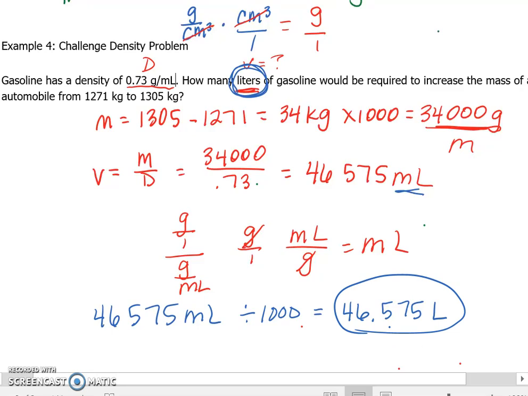Now, would you see a problem like this on a quiz or a test? Probably not, but if you can do the challenge problems, it makes the other problems seem a lot easier. If you're wondering how we knew about the grams and kilograms and liters and milliliters, we'll cover the metric system later on in this unit, but kilo is probably one that you recognize, as well as milli.